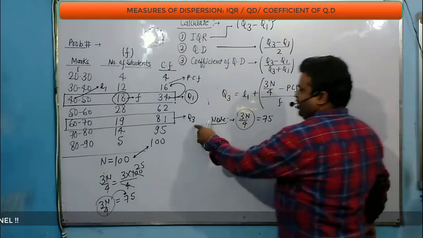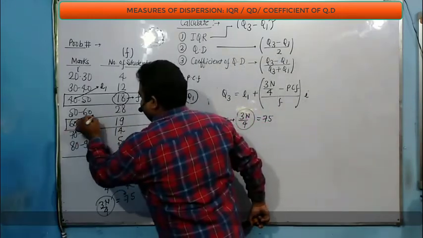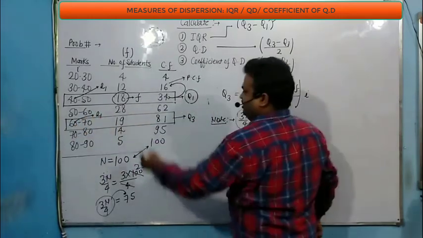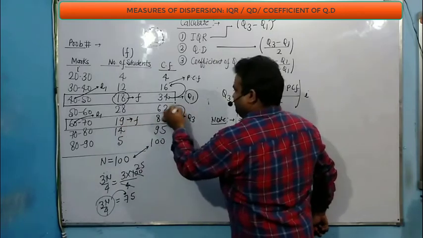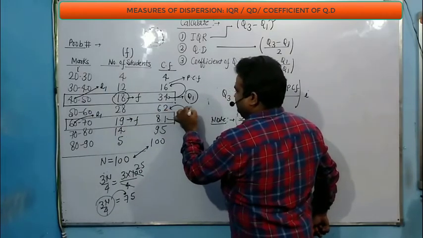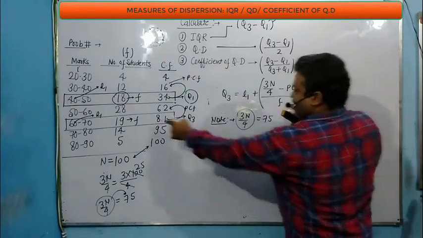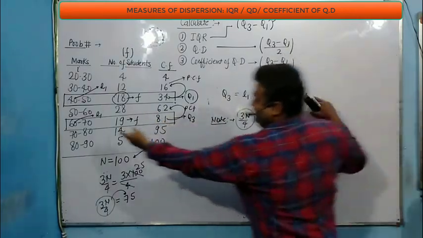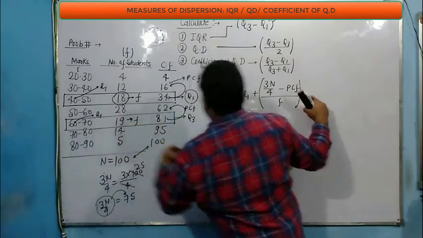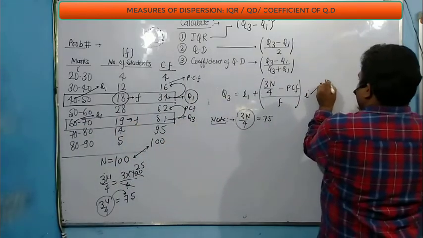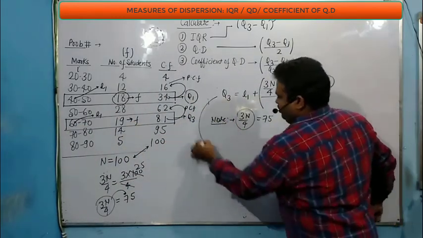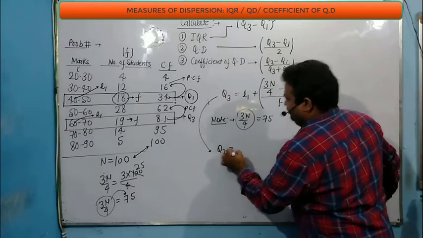Now in Q3, what is my L1? L1 is lower limit. So this is my L1, 60 is my L1. This is my frequency. Just previous, this value is called my PCF. So 62 is my PCF. And F already mentioned. What is I? I is the difference between higher and lower limit, which is equal to 10. So this I is again equal to 10. Okay. Now use all the values in this formula.